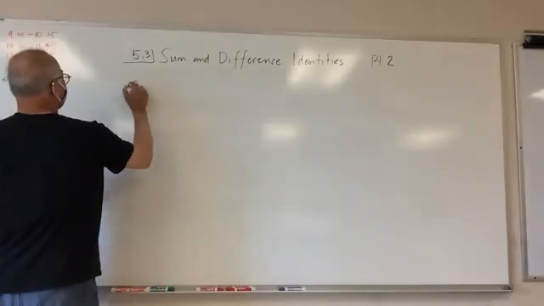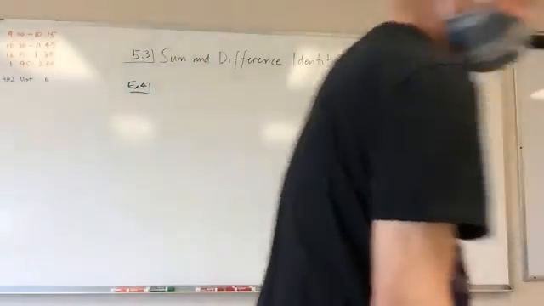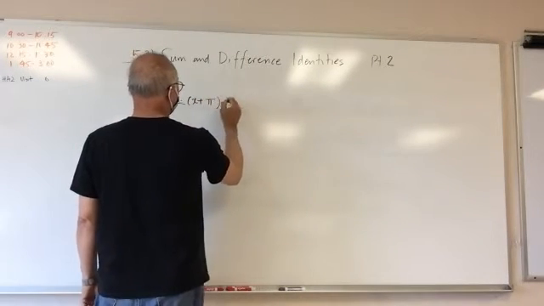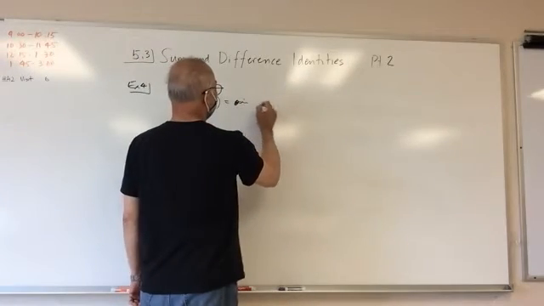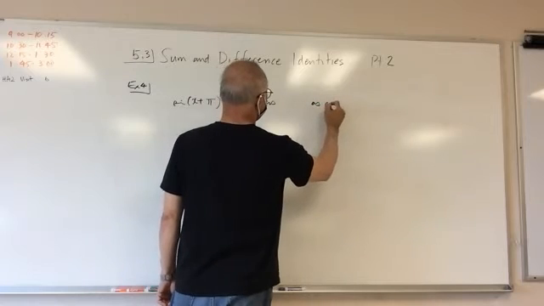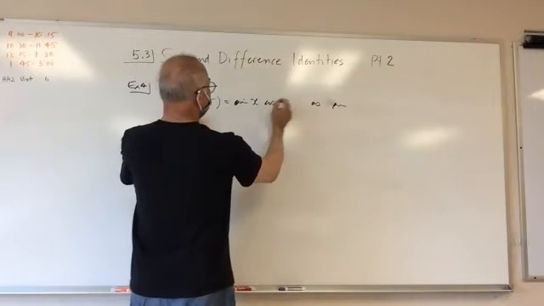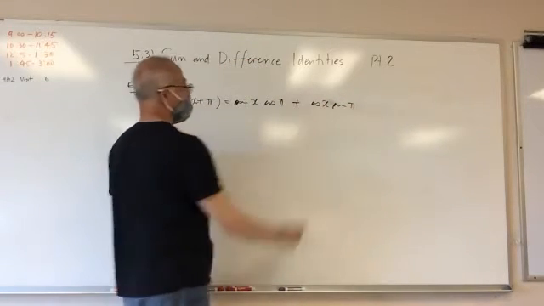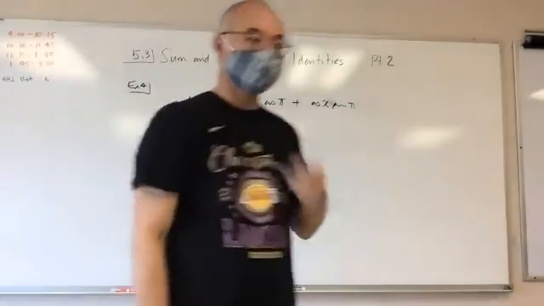Okay, so example number 4. We are going to do sine of x plus pi. Sine x plus pi is sine x cosine pi plus cosine x sine pi, so this is going to be plus, right? Is that correct?